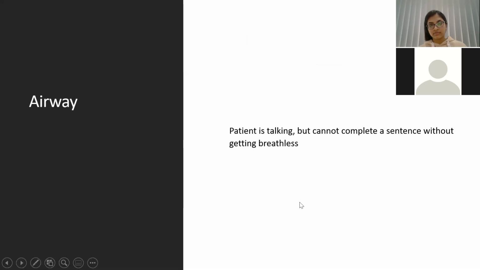The patient is talking to us, but he cannot complete a sentence without getting breathless. Do you guys think that airway is patent? You can just pop in a yes or a no. Yeah, so the airway is patent because the patient's talking to us. The fact that he can't complete a sentence without getting breathless will point us to a working diagnosis rather than pointing us to an airway problem.